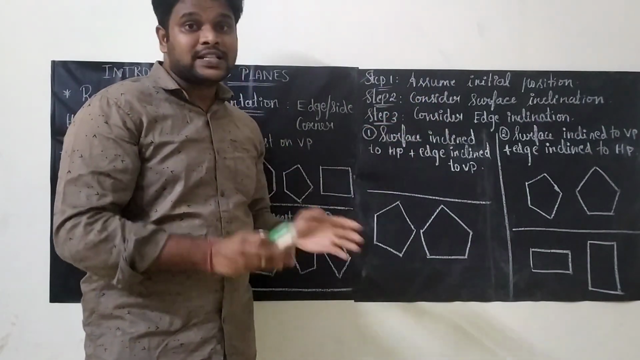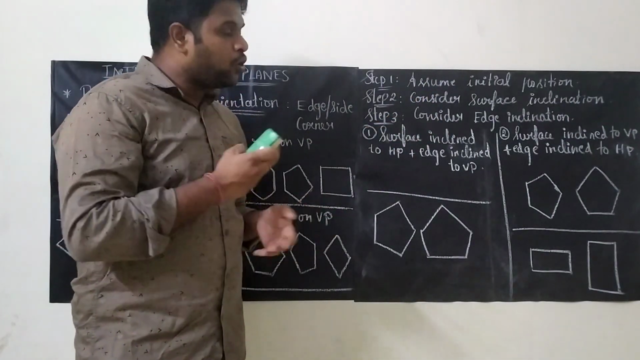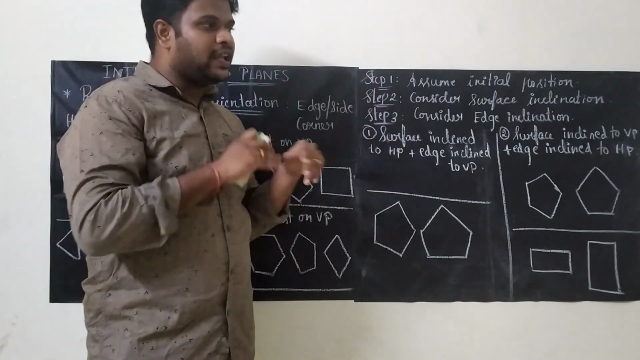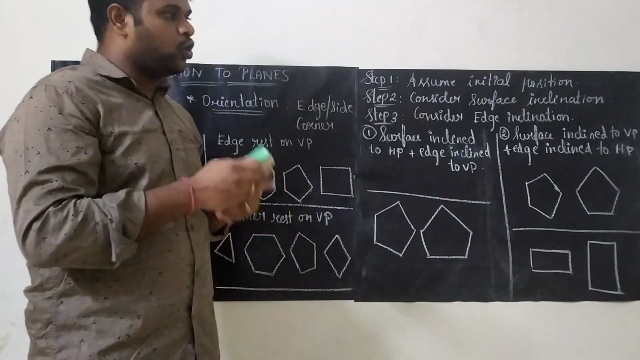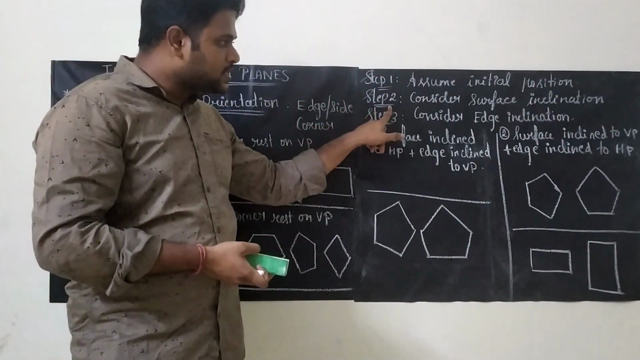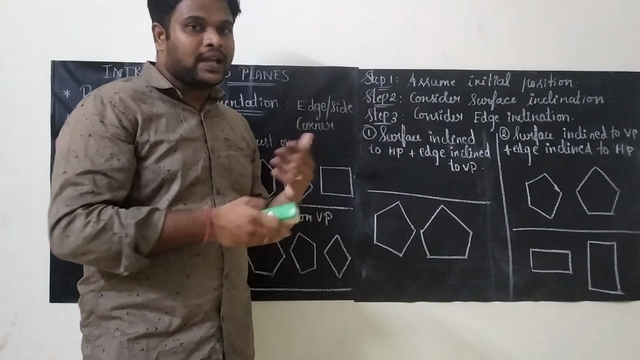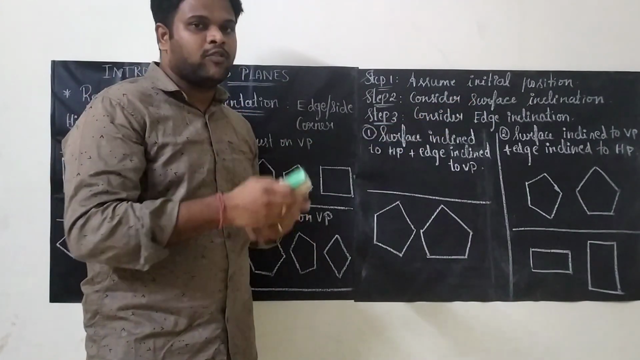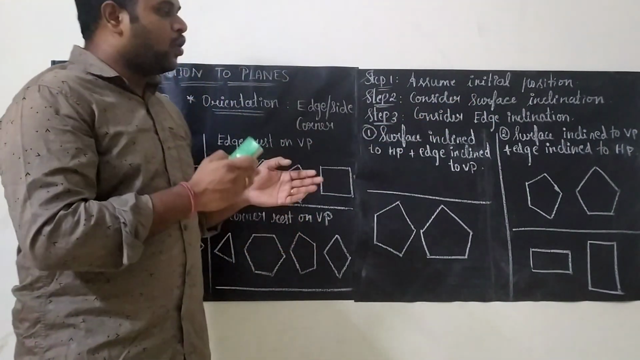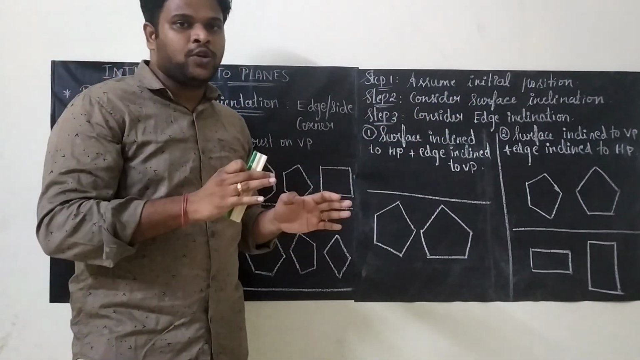Step 1 is very important. If you make any mistake in step 1, then the entire problem will be held up and you will not be getting marks. Step 2 is to consider the surface inclination. So step 2 is we will be considering the surface inclination, whether it will be inclined to HP or VP. While solving the problem, I will be explaining it clearly.